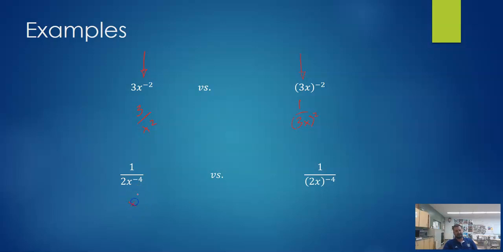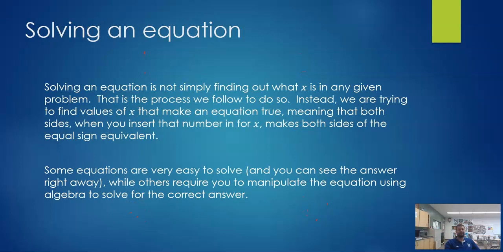Like, for example, this other example, this would just be x to the 4th divided by 2, because only the x is being raised to the negative 4th power. Whereas in this one, where both the 2 and the x are being raised to the negative 4th, all of that would go to the top, and that would be the answer to that particular problem.